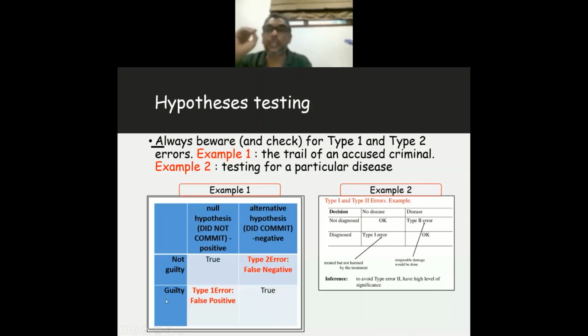Or he could be the criminal and he did what he is supposed to have done, so he is true. Or he is not guilty and he did not commit the crime, so he is true. Or he is not guilty but he did commit the crime. That means he committed the crime, but the court found him not guilty. So it's also false.